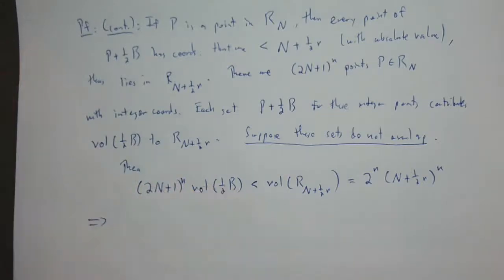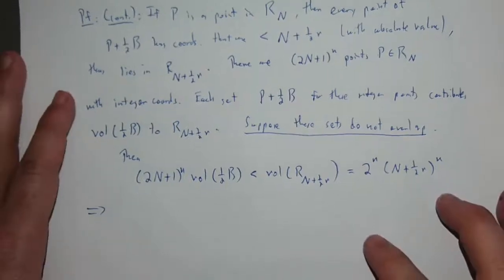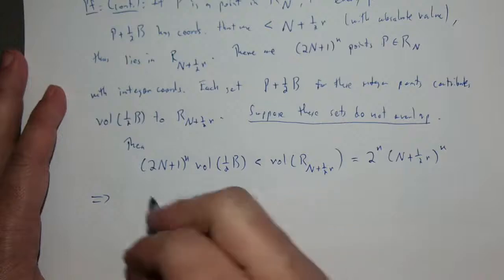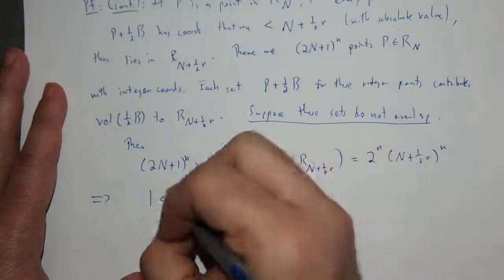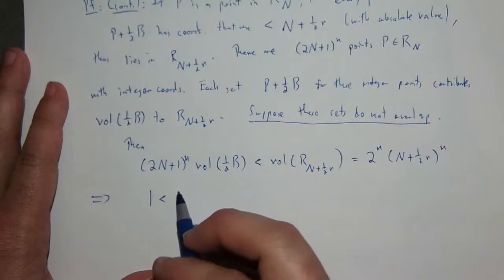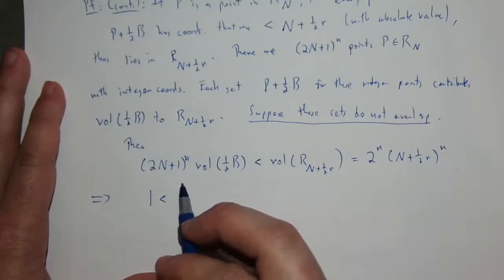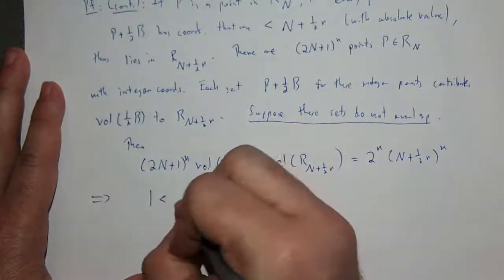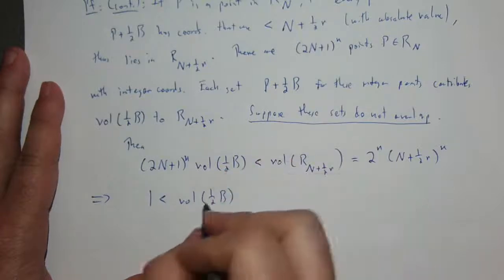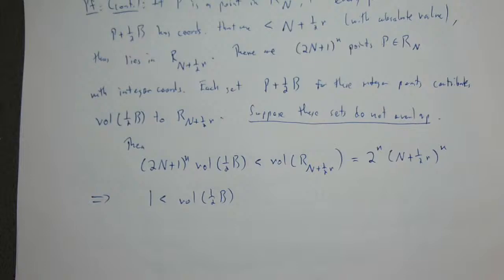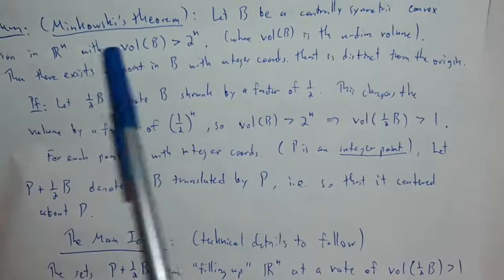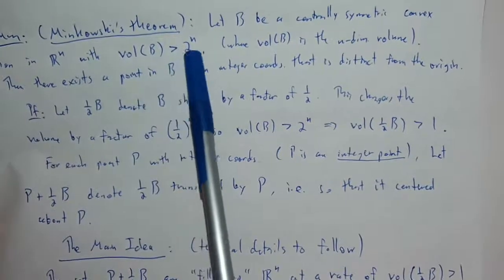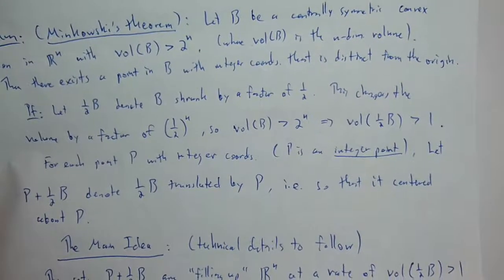So dividing by (2N+1) to the little n, we get that 1 is greater than, or rather this is strictly less than, the volume of 1/2 B. We know this to be true from all the way back on our first page, since our restriction is in the statement of Minkowski's theorem. One of our hypotheses is that the volume of B is greater than 2 to the n. So then the volume of 1/2 B is greater than 1.